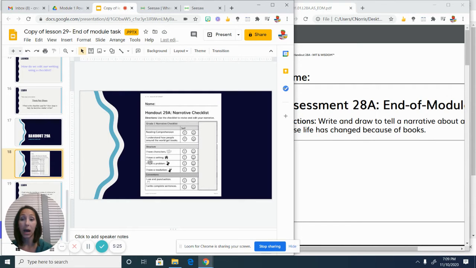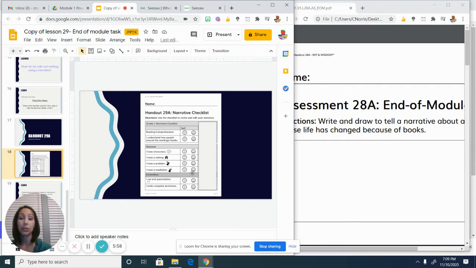The next one says, I have a setting. So you can go and check, do you have a setting? If you've mentioned a specific country from My Librarian is a Camel, you would color in the smiley face. If you don't have a country from that book, you would color in the straight face and think about, can we add that? Do you have the problem? If you've included the problem that the character cannot get books, you would color in the smiley face. And again, if you don't see that part in your writing, you would put the straight face.